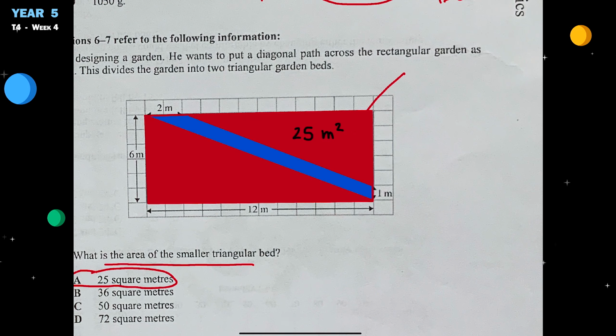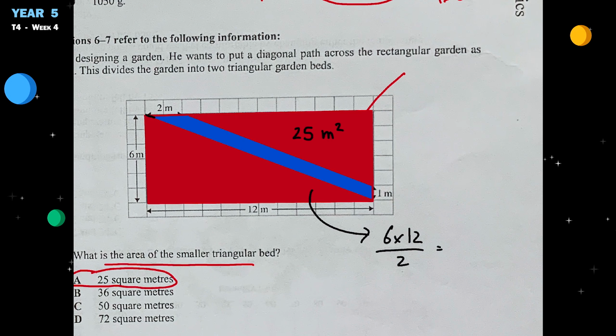Now what's the area of the bottom triangle? Well, the bottom one is made up of 6 times 12 and then we divide it by 2, half of it. 6 times 12 is 72, half of that is 36. So this one will be 36 meters squared.